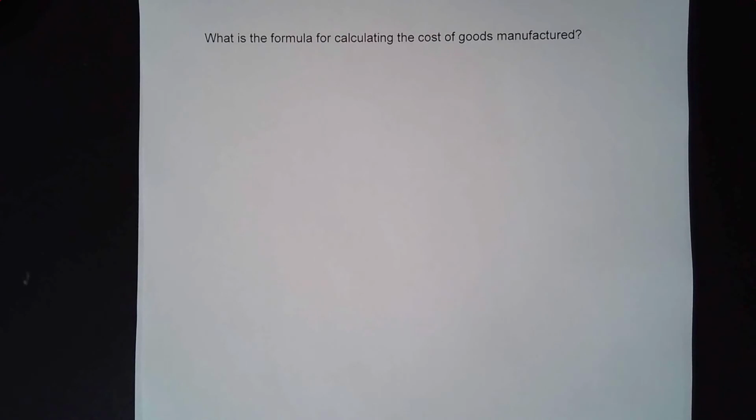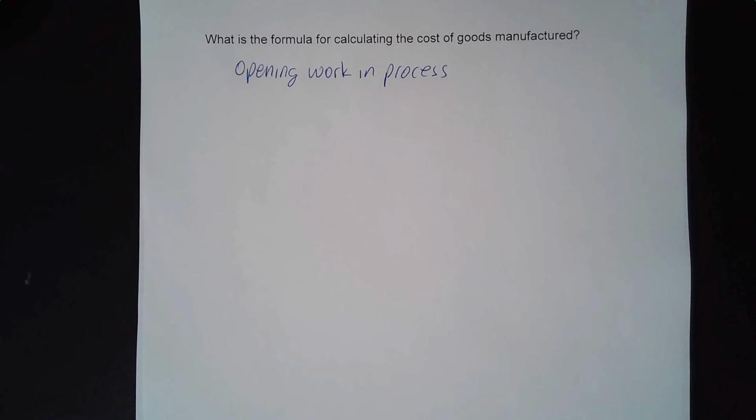We just covered the calculating of the cost of goods sold. Notice we used the cost of goods manufactured. So what is the formula for calculating the cost of goods manufactured? It's actually incredibly similar to the formula for the cost of goods sold. However, we start with opening work in process. We then add in the total manufacturing cost. This is the total cost of all the direct materials, direct labor, and manufacturing overhead that was added into the work in process account during the period.